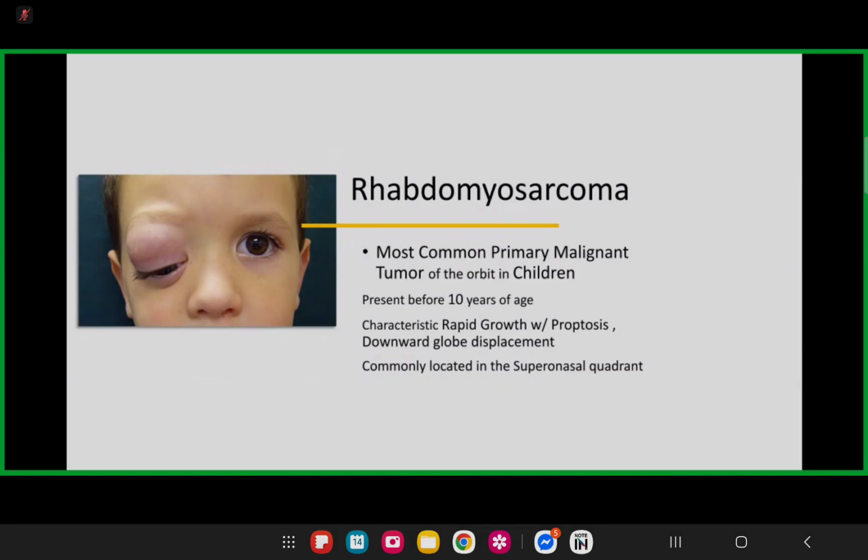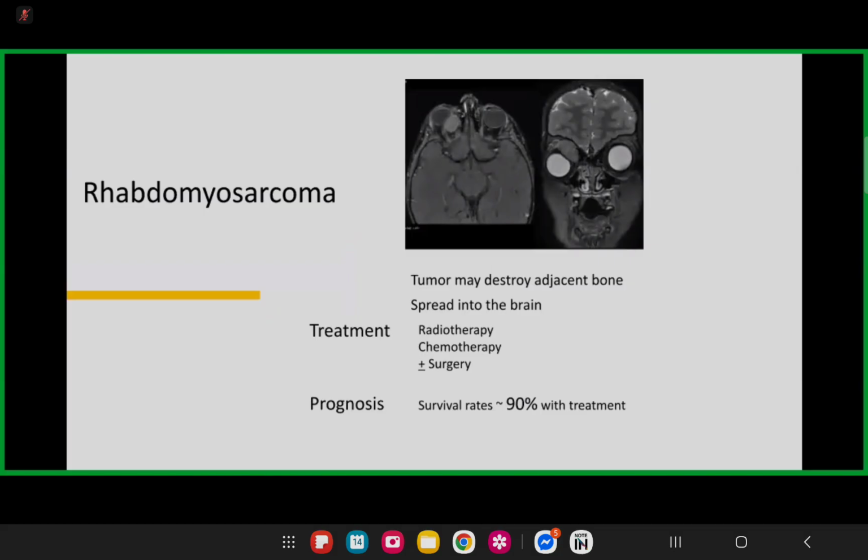Okay. If you look at the photo, the right eye has a severe eyelid mass, and the position of the right eye is very displaced. Since the mass is mostly in the upper eyelid, it pushes the globe downwards. The tumors may destroy adjacent bone and spread into the brain. Treatment depends on its staging. Treatment includes radiotherapy, chemotherapy, with or without surgery.